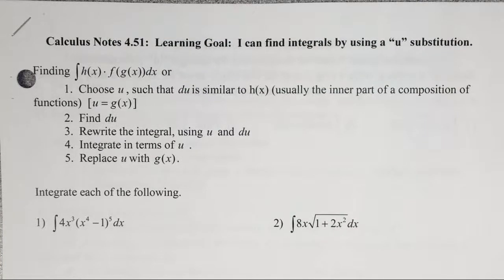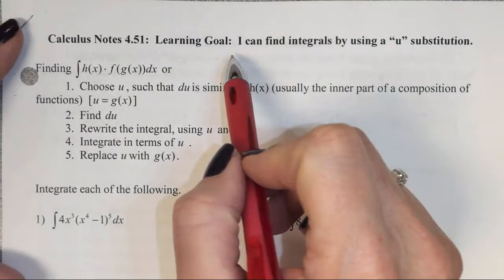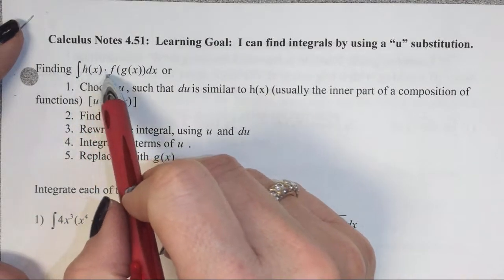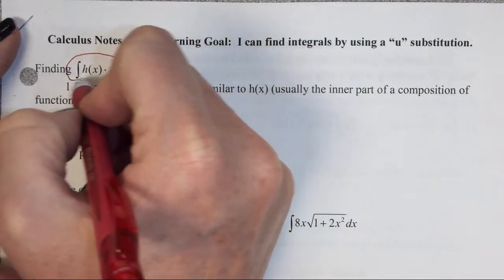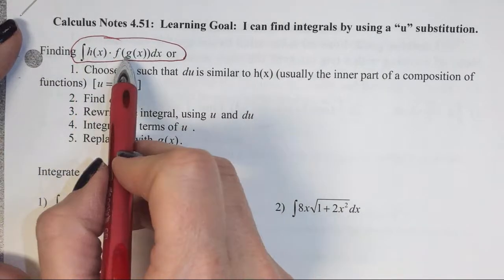Okay guys, so like I said, we're working with U substitutions today. This is a method that we can use to integrate a very complicated function. Now, in order to use a U substitution, we have to have multiplication. All right, so we have to start with two functions.